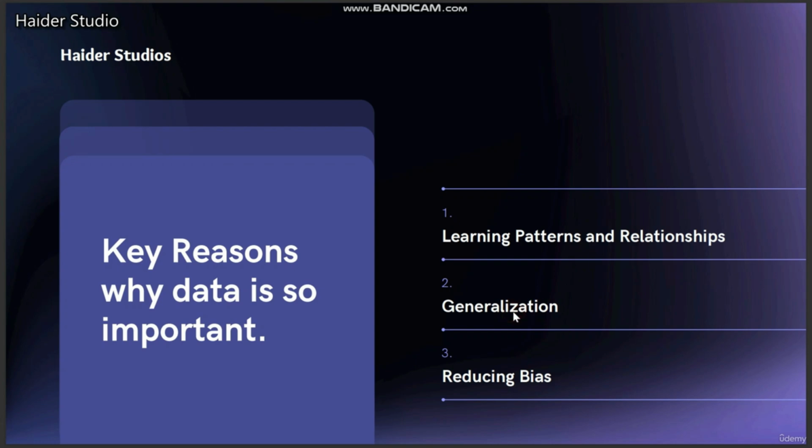The second key reason why data is important is generalization. A well-trained model should be able to generalize from the data it has seen to new, unseen data. This means it can make accurate predictions or generate realistic content based on what it has learned. High quality, diverse data helps ensure that the model does not just memorize specific examples but learns underlying patterns as well. The third reason is reducing bias. Data quality and diversity are critical in reducing bias in AI models. If your training data is biased, your model's outputs will be biased as well.